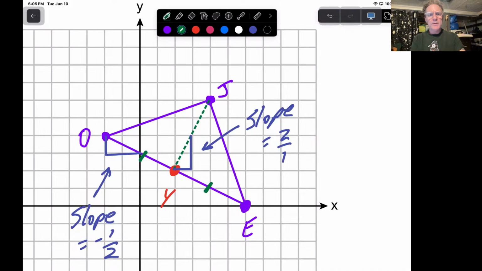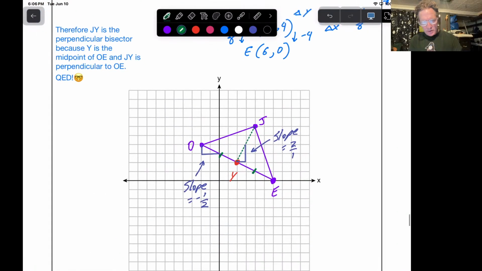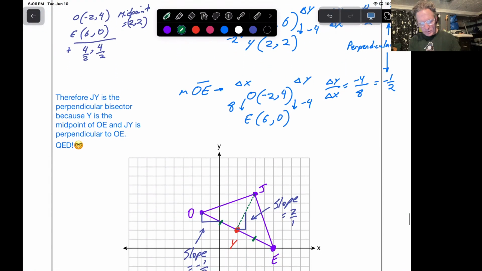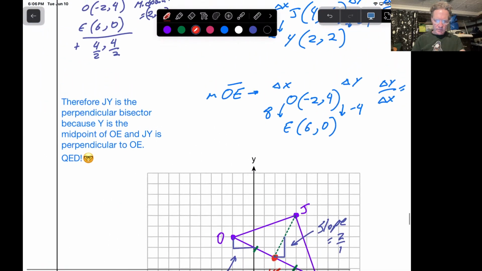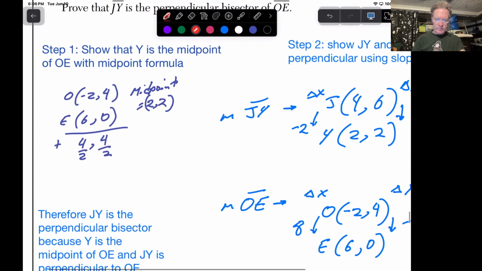How can I do that? Well, I just need to calculate the midpoint, right? And make sure that that is 2, 2. So if I find the midpoint of Y, I should write that down by the way, 2, 2. So once I find that midpoint, and I did that using midpoint formula over here, I showed all of my work. So step 1, show that Y is the midpoint of OE with midpoint formula. It's just the average of the coordinates.